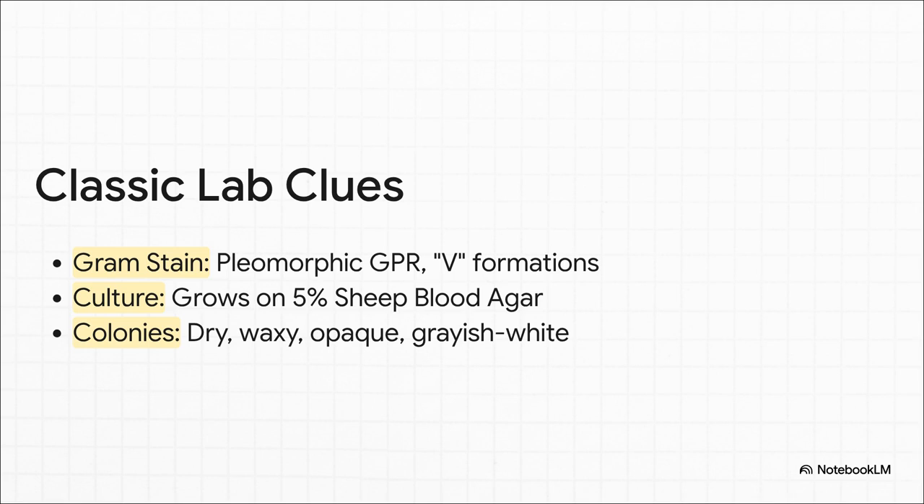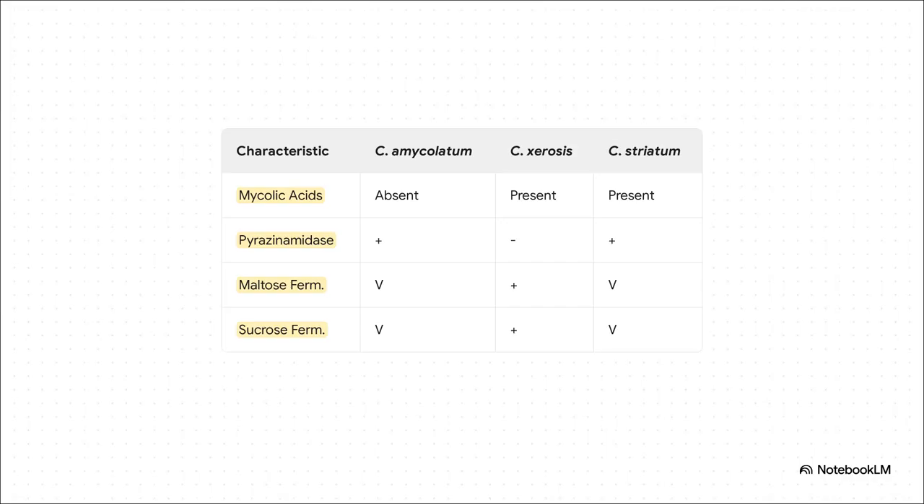The problem is, a few of its cousins look awfully similar, and that's exactly why it was misidentified for so long. And this table is where the real headache begins. See all those V's for variable? That's the problem. Its ability to ferment sugars like maltose and sucrose is just all over the place. You can't count on it. And if you're trying to tell it apart from its close relative, Corynebacterium xerosis, using something like an API Coryne strip, good luck. It's just not reliable enough on its own.